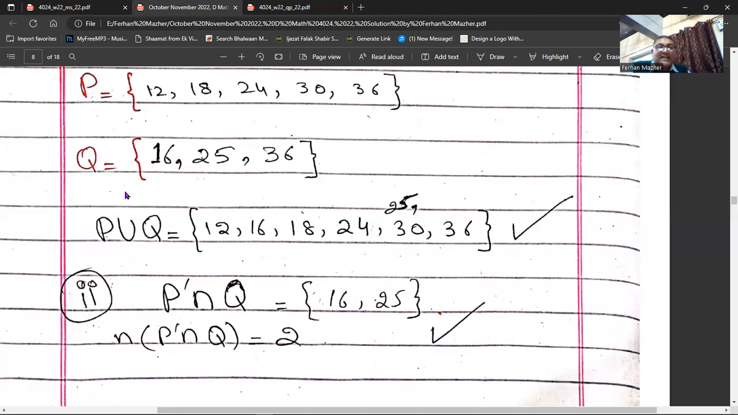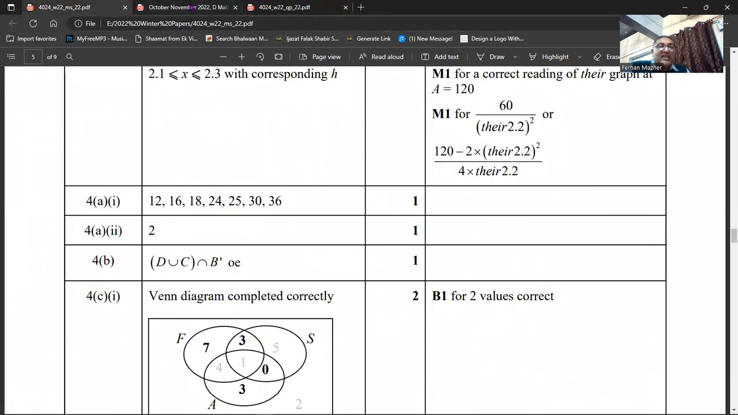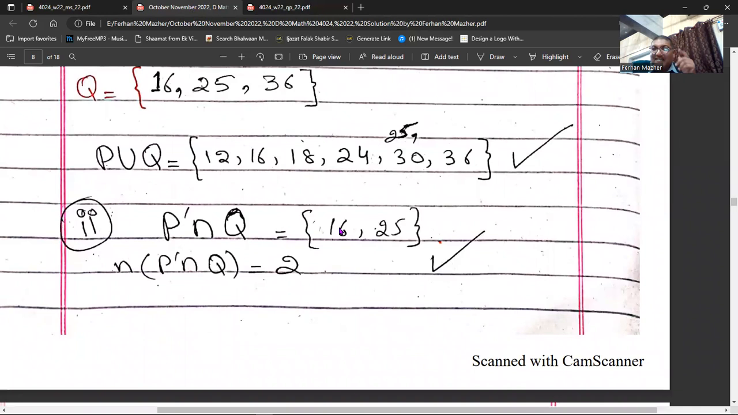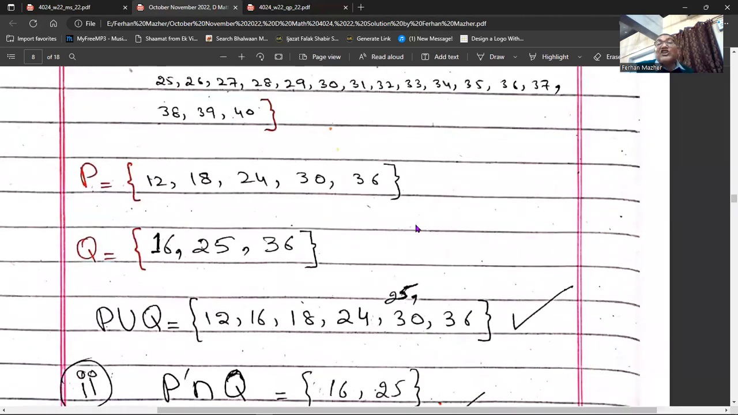So how many members are there? There will be 2 members. So 2 is the right answer. This is not difficult, but you have to write these numbers. P complement means the members which are not in P but are in the universal set. Then whatever P complement will be, you have to check what is common between P complement and Q, which are common in both of them. So they will be only 16 and 25. So please kindly do it yourself.